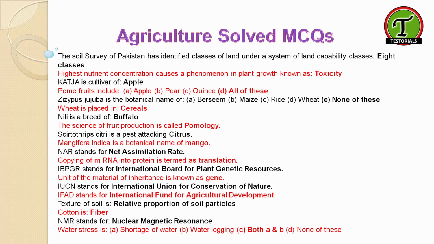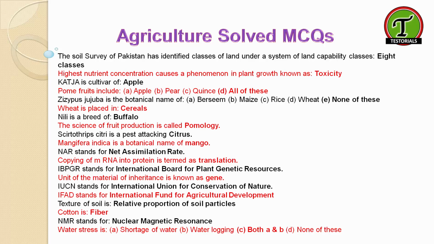21. The Soil Survey of Pakistan has identified classes of land under a system of land capability classes, 8 classes. 22. Highest nutrient concentration causes a phenomenon in plant growth known as toxicity. 23. Katia is cultivar of apple.